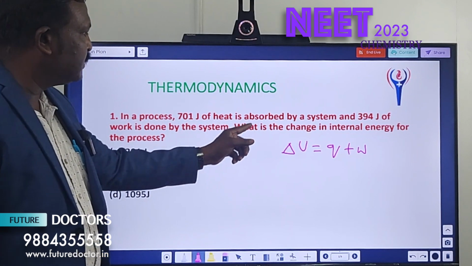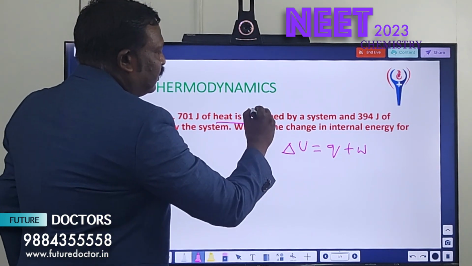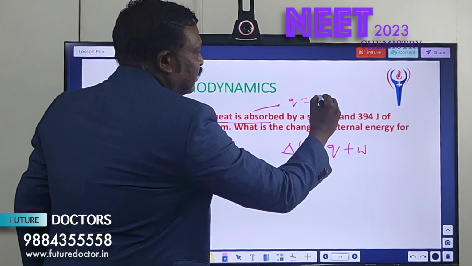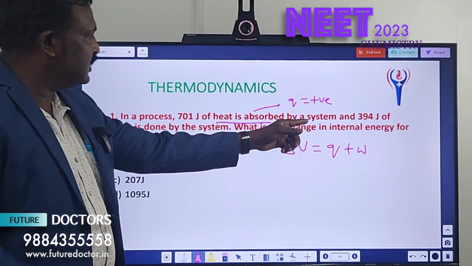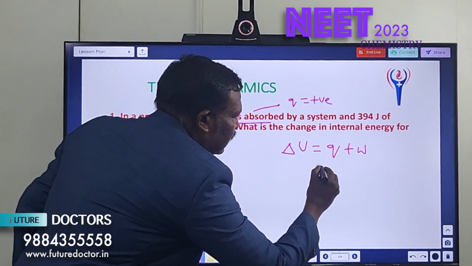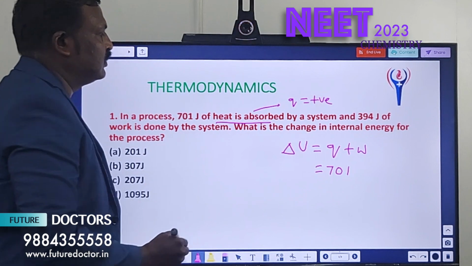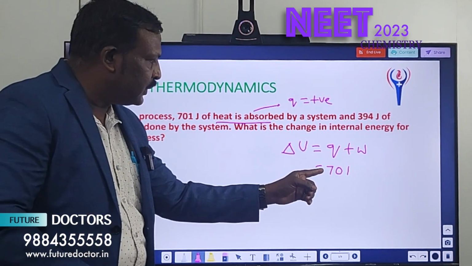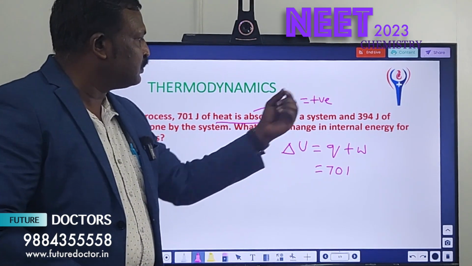Now see the sum. 701 joule of heat is absorbed. Heat is absorbed means, I told you, Q is positive. Q is positive means the system absorbs 701 joule. So simply we put 701, a positive value. Suppose the system evolves some heat, then we should put minus 701. So heat is absorbed means Q is positive.